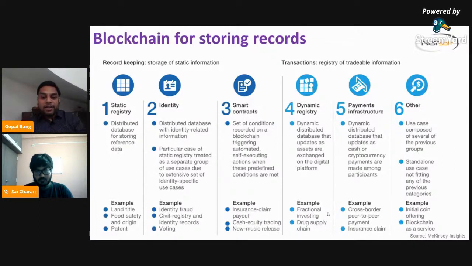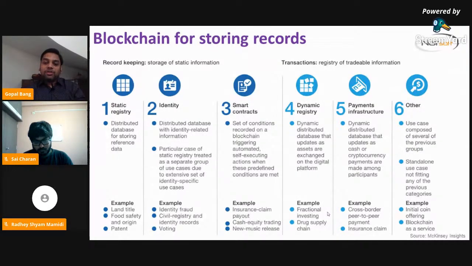The very next one is identity. We have identity frauds and lots of frauds associated with identity when it comes to financial transactions or assets. A distributed ledger is a good way of handling identity records and avoiding identity fraud. Third is smart contracts. As I was telling you in the previous slide, smart contracts enable you to automate processes which can be triggered based on actions of different actors involved in the transaction. Examples are insurance claims, equity trading, and music releases. Music rights are also a digital asset. All these can be managed through record keeping on blockchain.